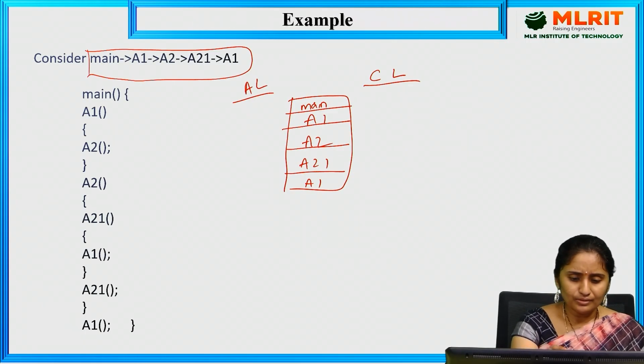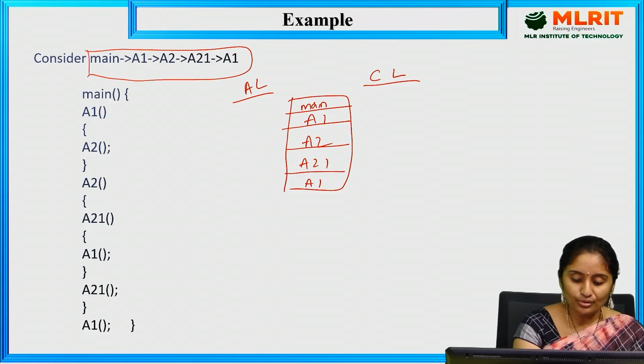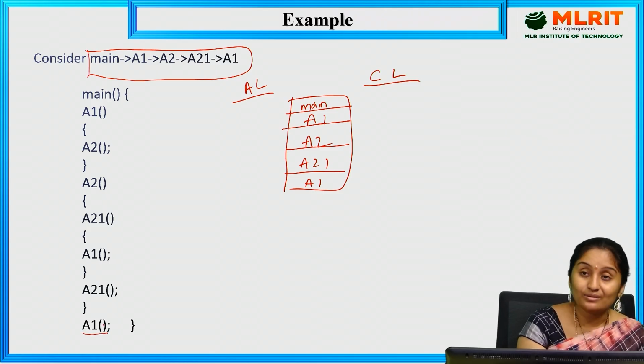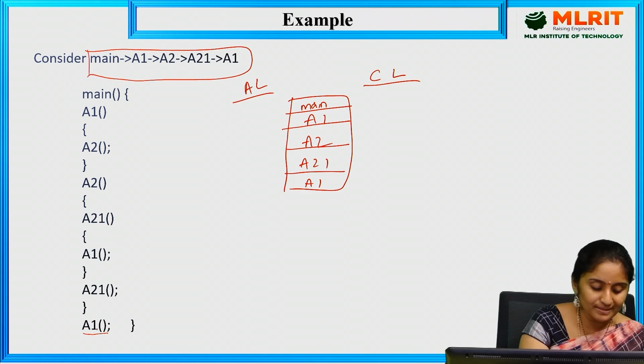So see here, I have written the access link. The next one is the control link. Here, the first one we have is the main function, A. This A function is called in which function? In which function are we going to call this A function?